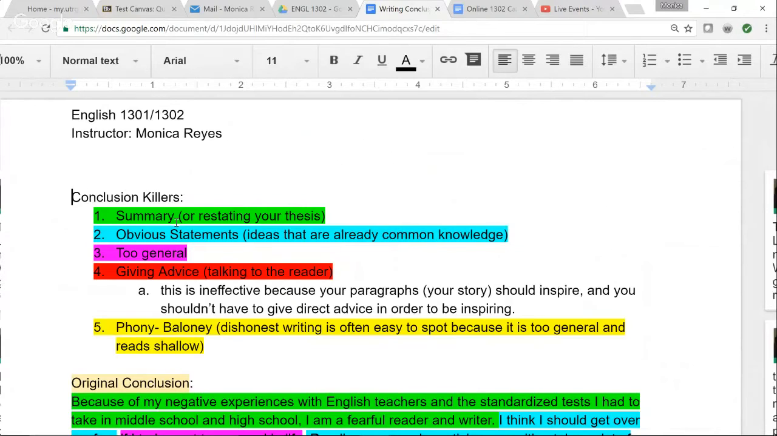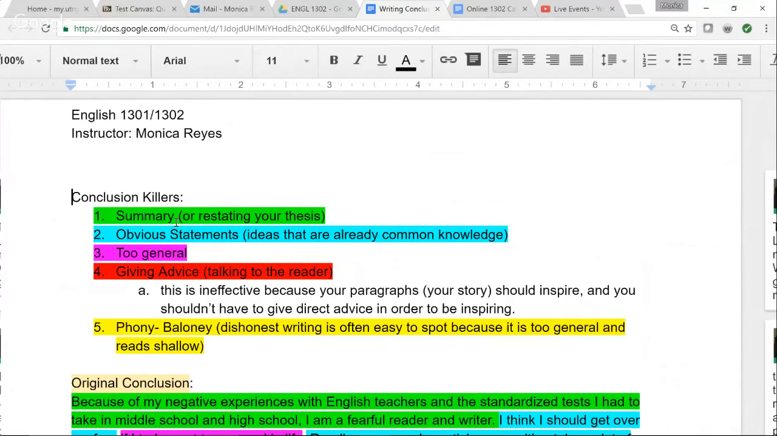Those are things that are just already common knowledge and are just taking up space because you ran out of things to say. Like that one, you also have statements that are too general and not specific enough. Some students like to give advice to the reader and talk to the reader at the end of their essay. Sometimes you want to do this, but normally when you're thinking about your audience, you don't want to talk directly to them. In addition, your paragraph should inspire, and not just your conclusion.